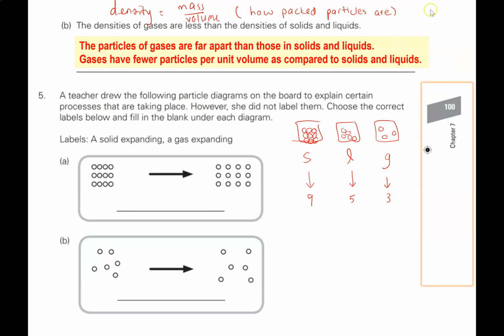Question 5a shows a solid expanding. 5b, a gas expanding. Take note, the size of the particles remains the same. The change is only in the space between the particles. The same happens when a gas expands. The space between the gas particles increases.